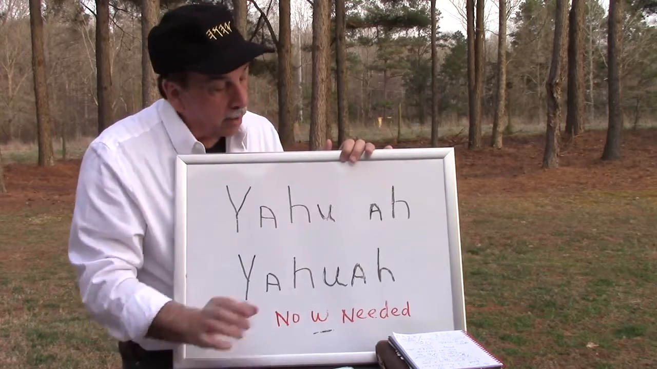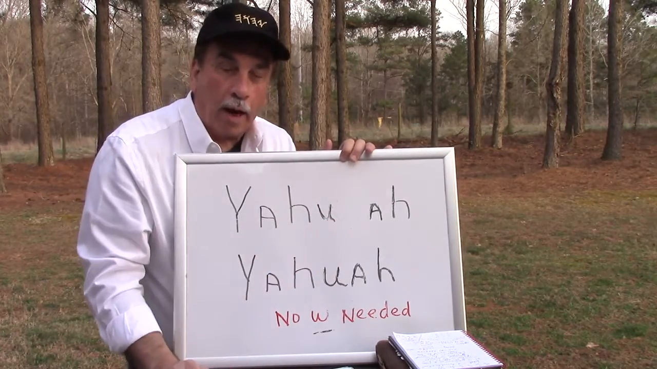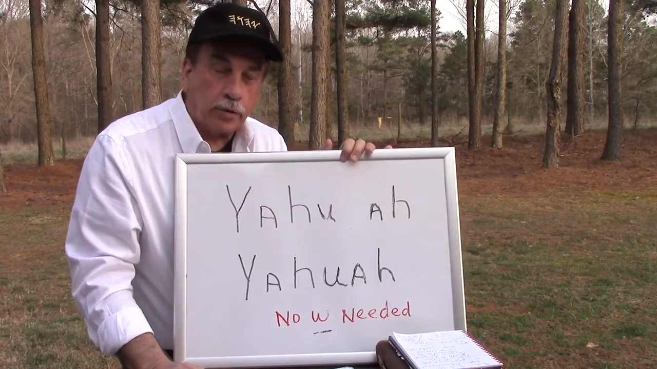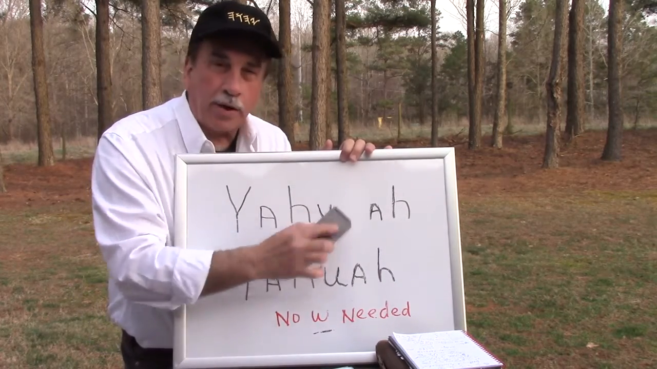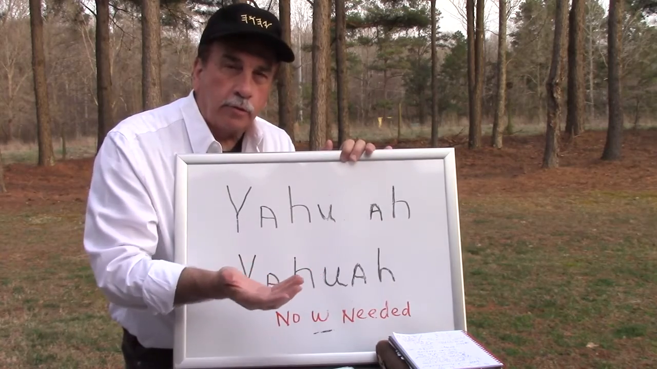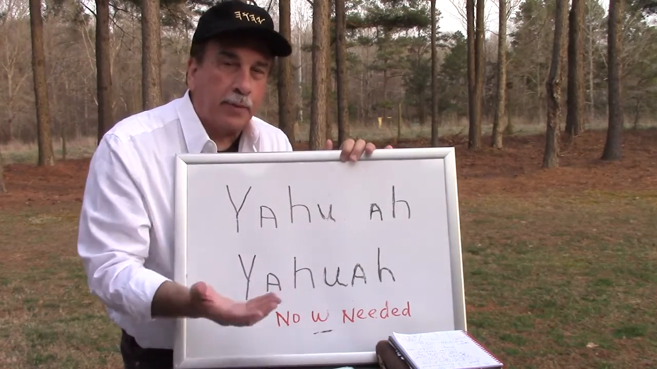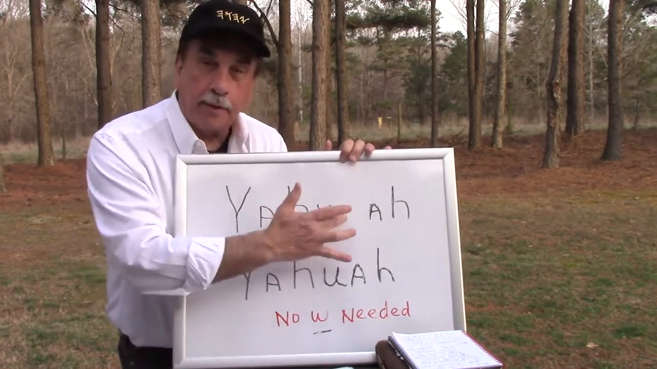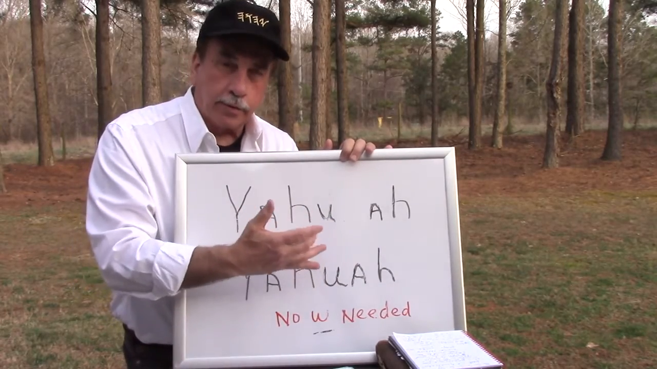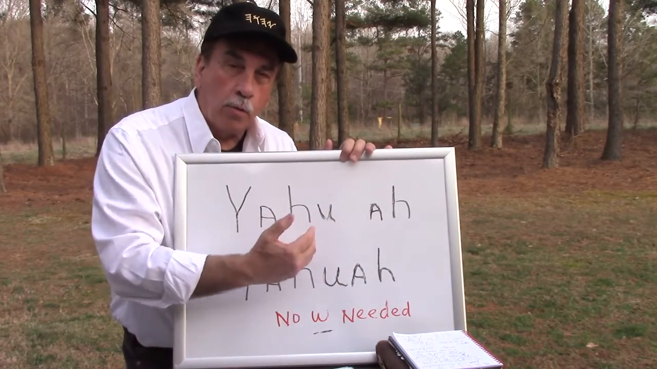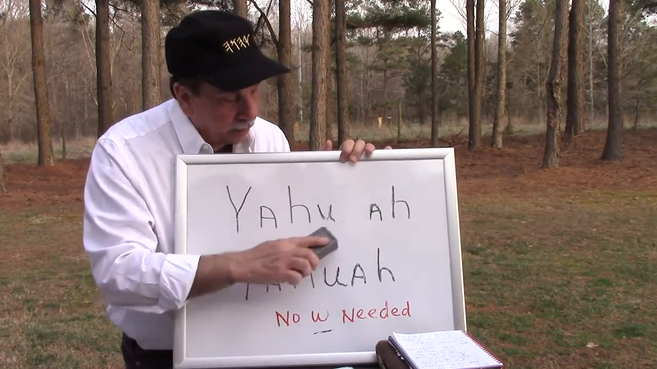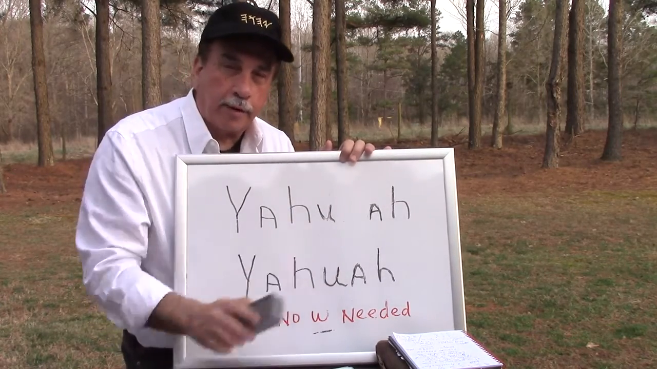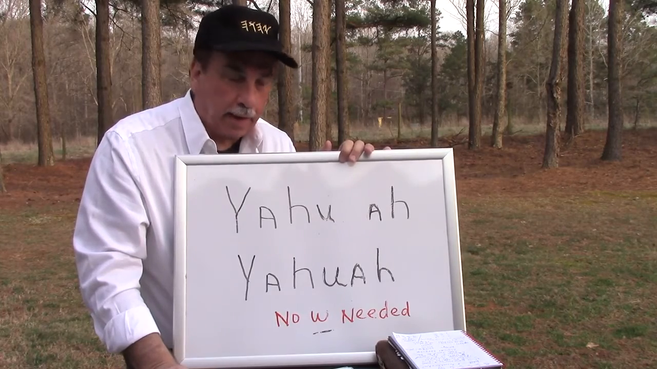Now some people say, well, I put a W in there just so people know it's a Y, but I still pronounce it as Yahuah. But why do that? Because you're actually misleading a lot of people who, if you were to use a W in there, are going to think that the Creator's name is pronounced Yahwah, and it's not. That third letter, we've already talked about this, makes an oo sound, not a W sound or a V sound.